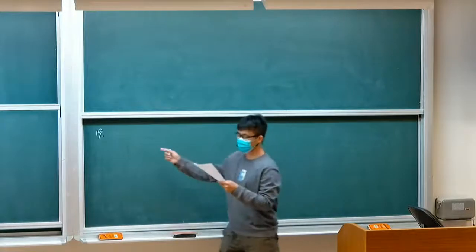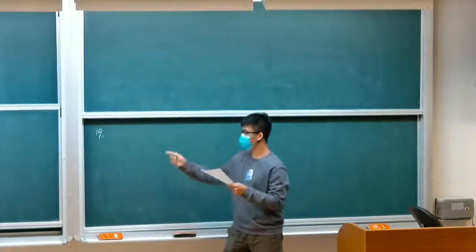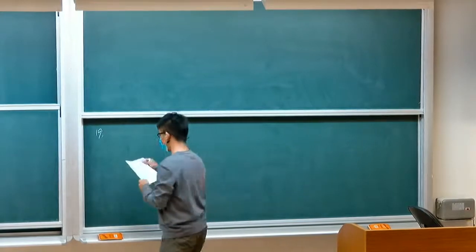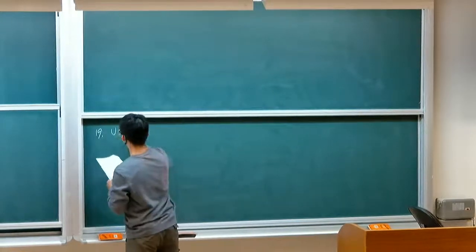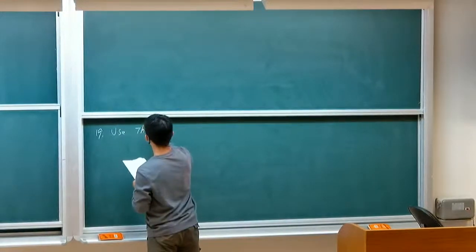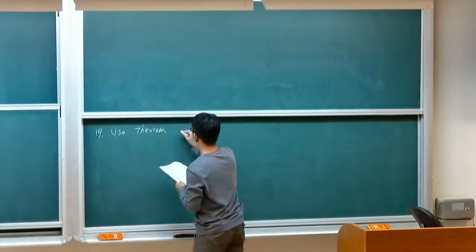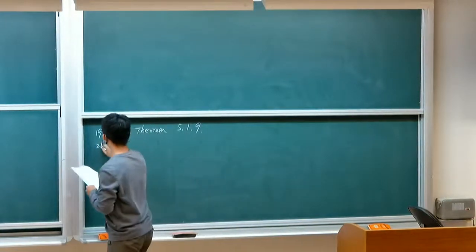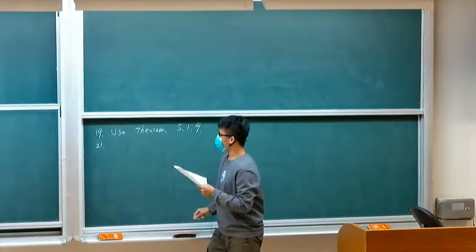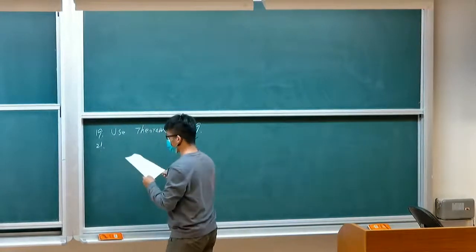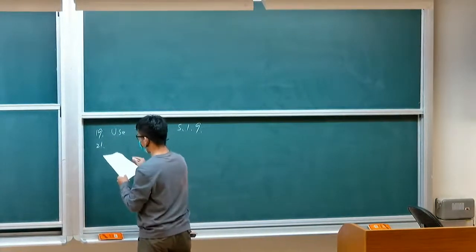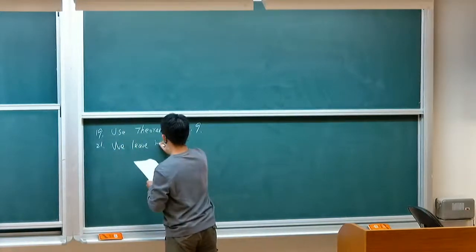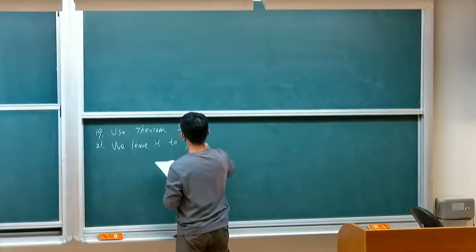The hint of this problem in the back of the textbook has a typo. You should use theorem 9 instead of 7 to solve this exercise. Use theorem 5.1.9. And exercise 21 is an easy exercise, so I will not do it here. We leave it to you.